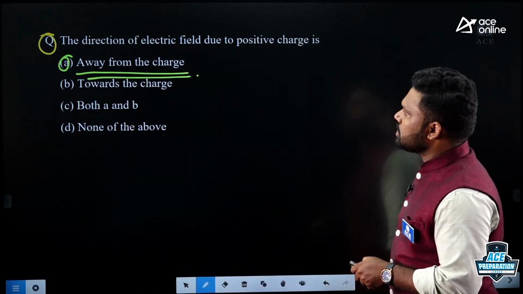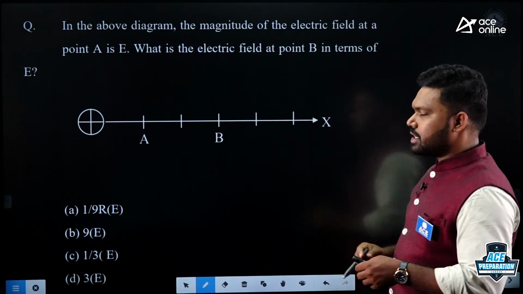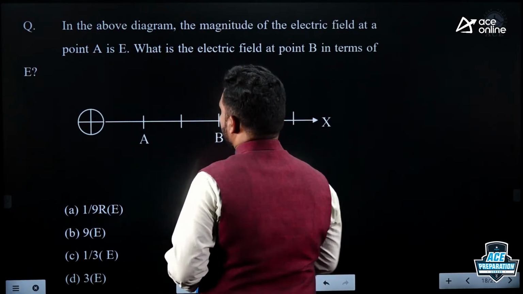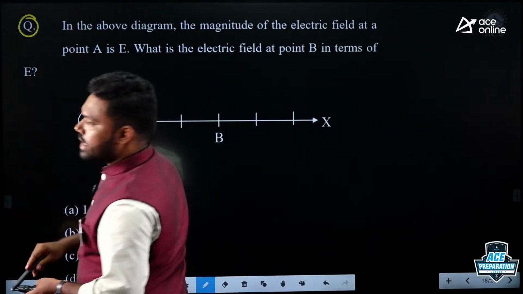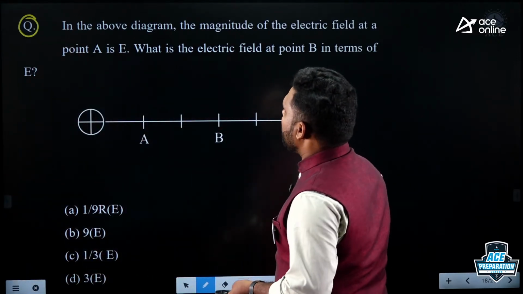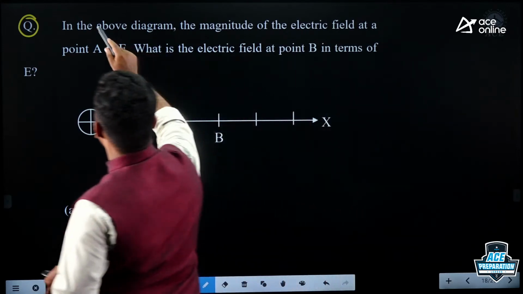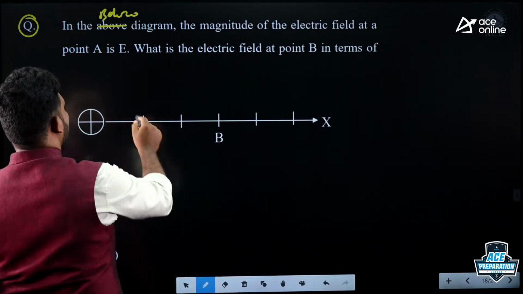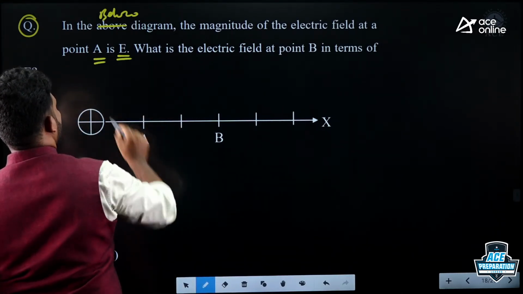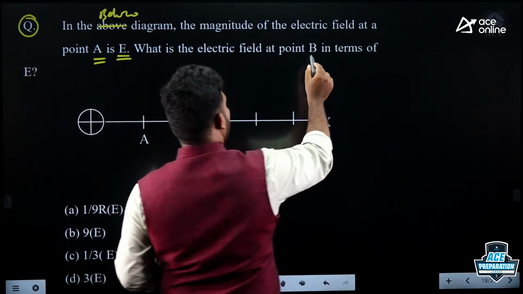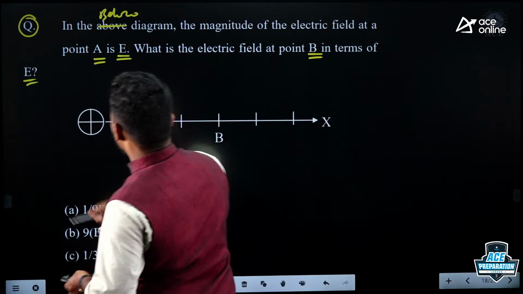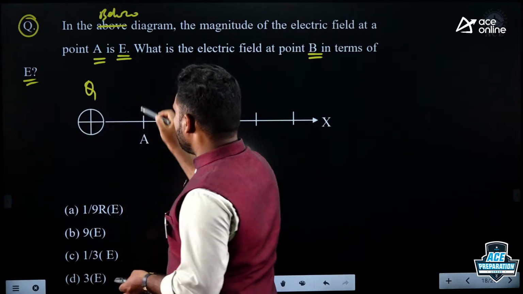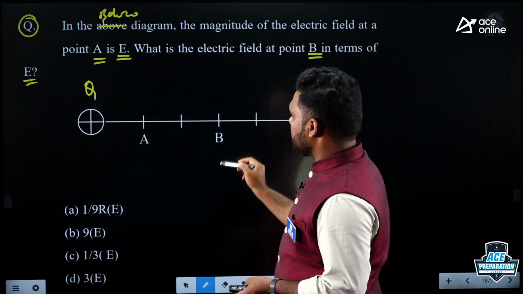Okay. Let us have one more question. Yes, a somewhat interesting question. It's not from the SSC JE, it is from the KPTCL, Karnataka state exam. In the below diagram, the magnitude of the electric field at a point A is E. What is the electric field at point B in terms of E? So here a charge q is given. The electric field is given at A, and it is asking what the electric field at B is in terms of A.